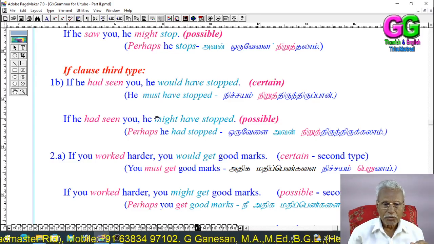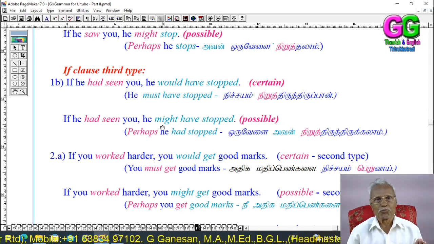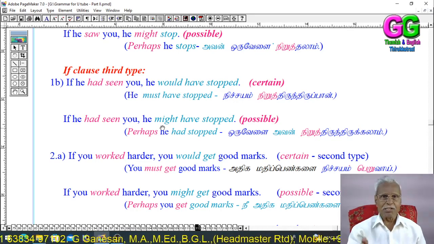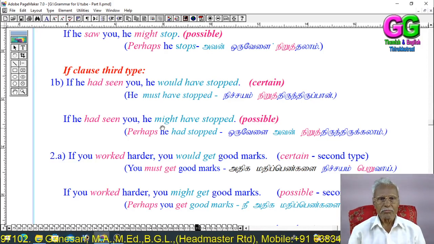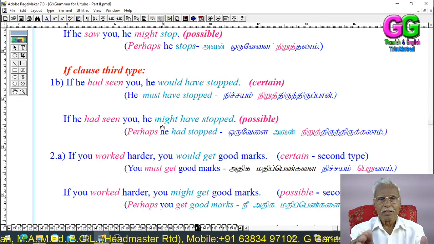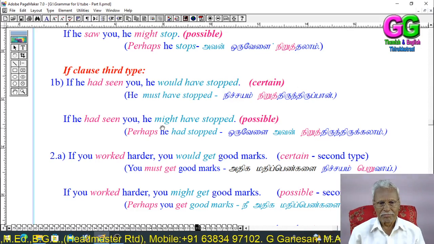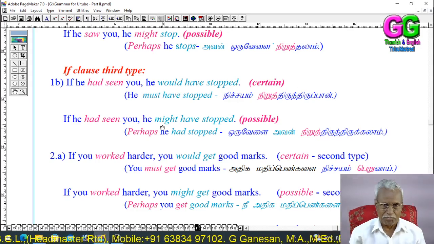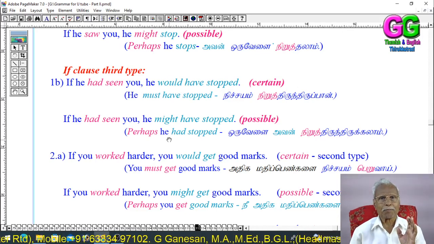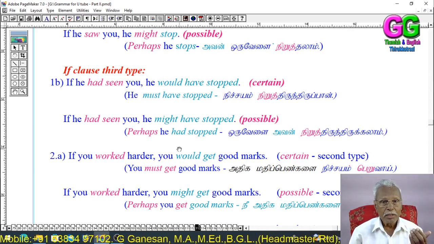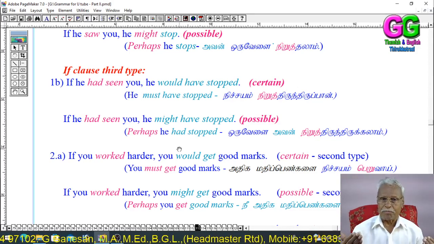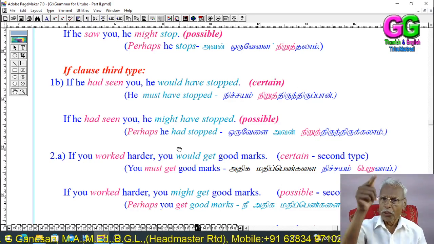But "he might have stopped" means, in case of having seen you, perhaps he had stopped. When we use would, he must have stopped. But when we use might, it gives the meaning perhaps he had stopped.